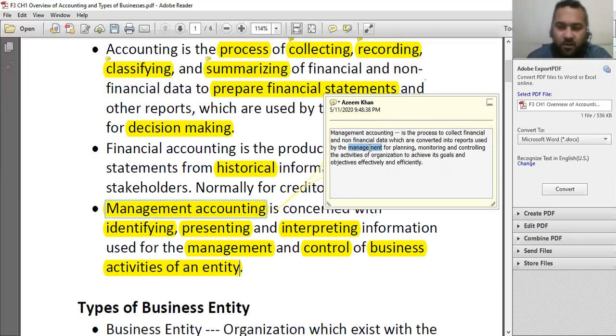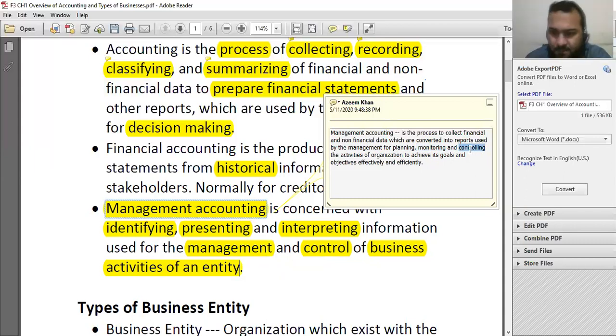Other users will not have any access to the management accounting reports. And management accounting information will be used by management for what? They will use the report for planning purposes. They will have a plan for the short term and long term. Then they may use the report for monitoring purposes, to find out whether we are on schedule, whether we are on track toward the achievement of goals or not. And they will also use the management information for controlling purposes.